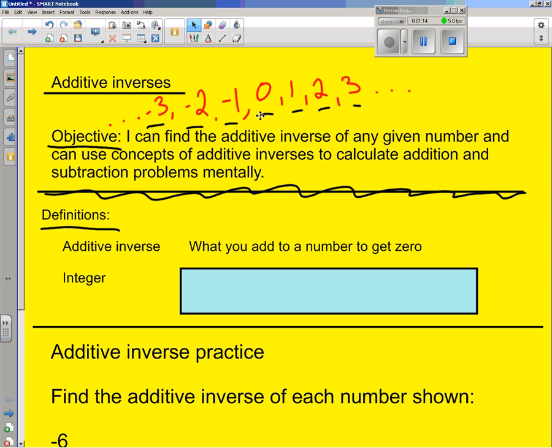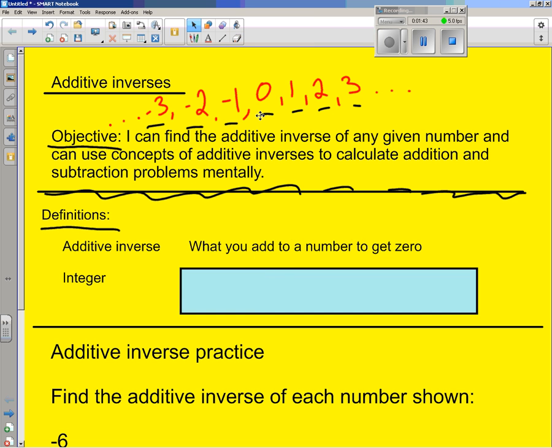An additive inverse is what you add to a number to get 0. So let's say I have the number 6. The additive inverse is -6 because 6 and -6 cancel out to be 0. You can think of it as opposite because really that's what an additive inverse is. The additive inverse of 10 is -10. The additive inverse of -15 is +15.